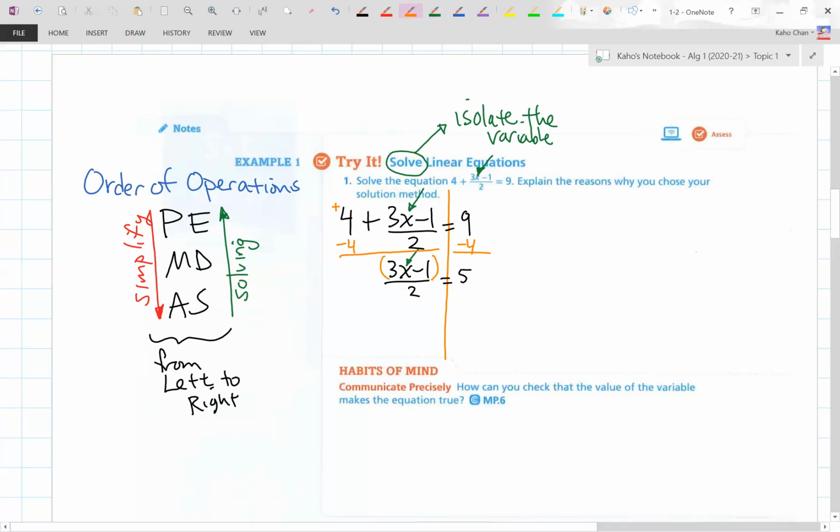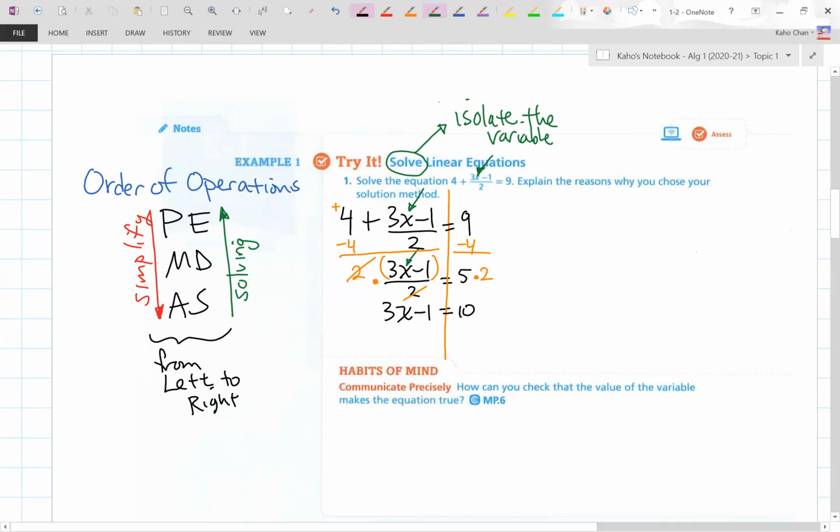You do want to get rid of the divide by 2 next. Opposite of division is multiplication. I'm going to go ahead and multiply both sides by 2. If I do it to one side, I got to do it to the other side. Bam. The 2's go away, and what am I left with? 3x minus 1 equals 10. Almost there.